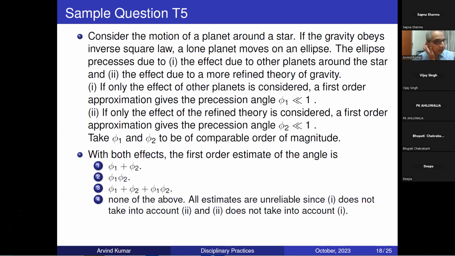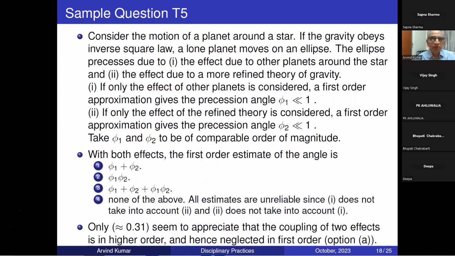The fourth is quite an appealing option. And only 0.31 seem to appreciate the decoupling of the two effects and hence neglected it. So, in fact, this is exactly what Einstein did in his famous calculation of Mercury precession. The phi 1 had already been calculated, but the experimental value fell short by some 41 seconds of arc, etc., etc.